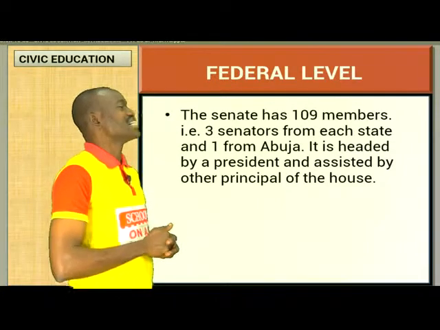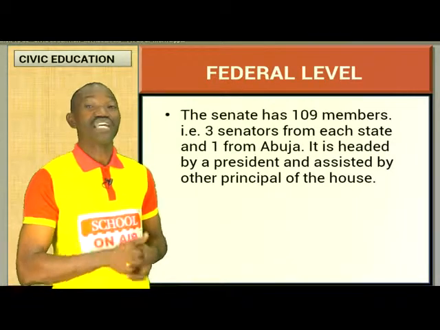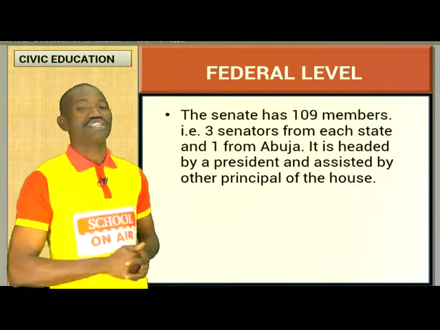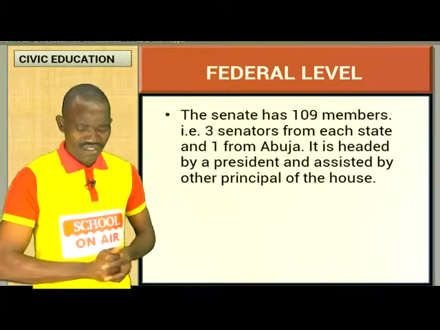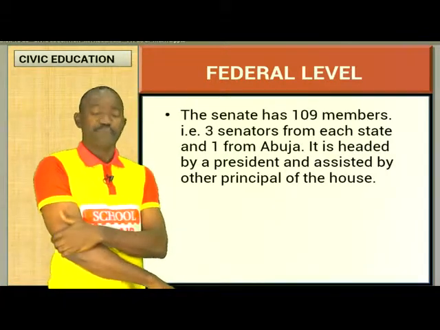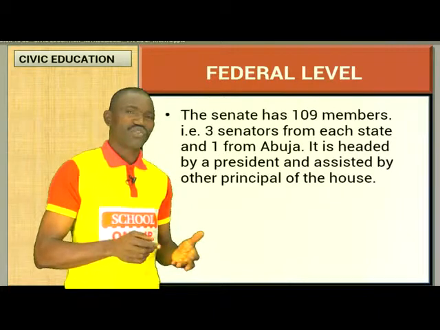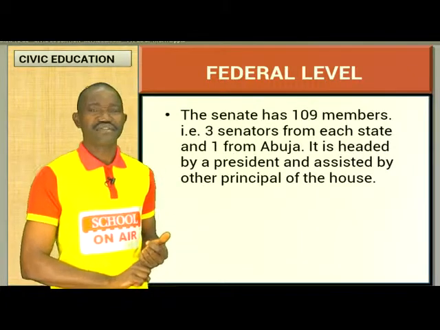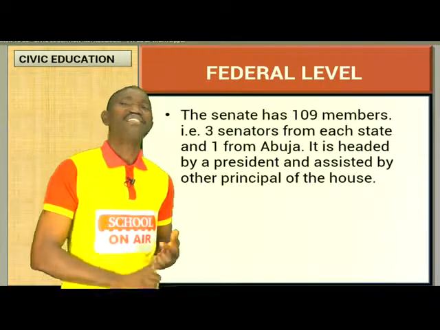The Senate has 109 members, that is 3 senators from each state of the federation. That means 3 senators times 36 states of the federation, making 108. Then plus 1 senator representing the FCT, making 109. The Senate is headed by a president and assisted by other principal officers of the House, such as majority leaders, the chief whip, deputy Senate president, minority leaders, and so on and so forth. We also have Senate spokesperson.